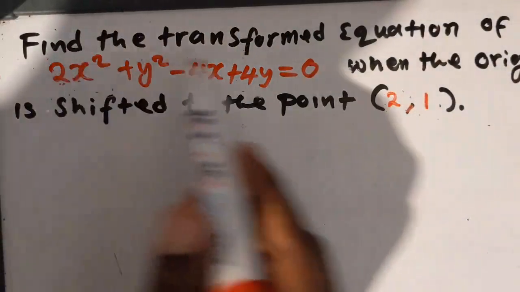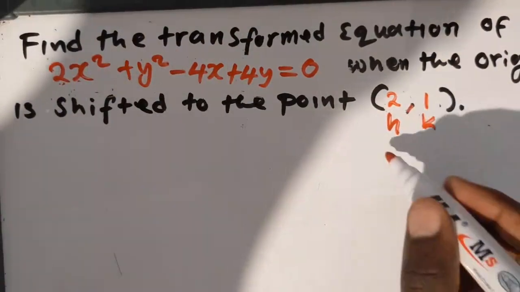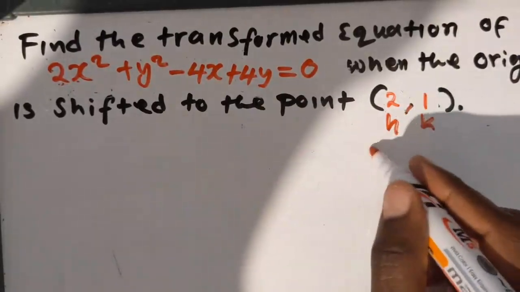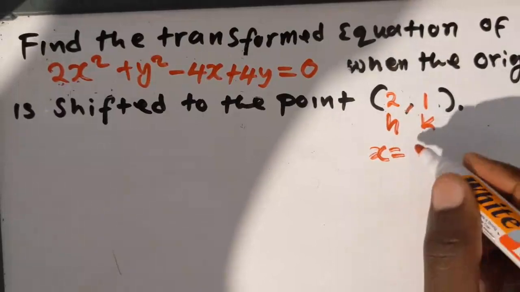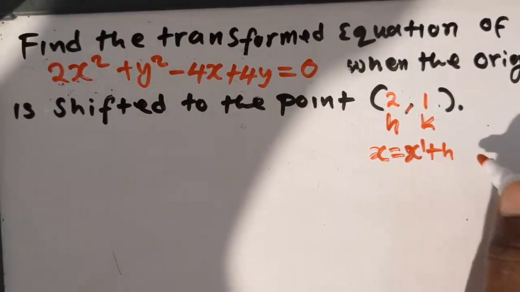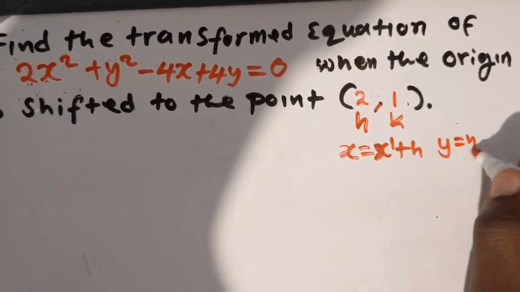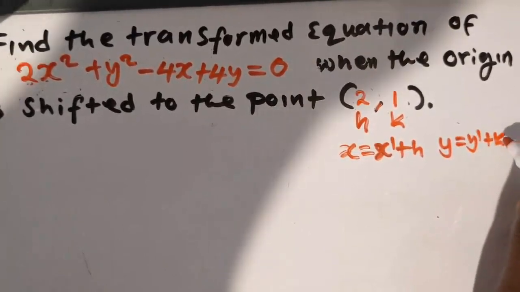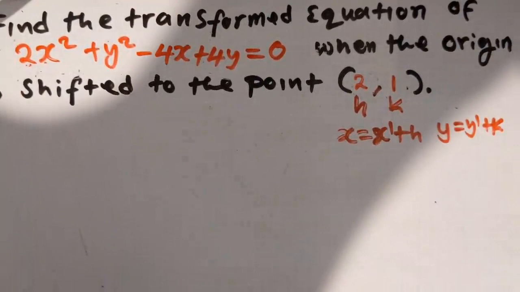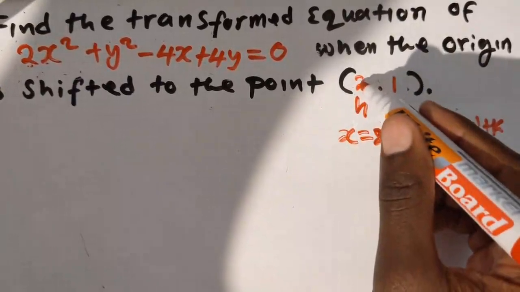Okay, so from here, you know that this is just h, right? This is k, and you know the formulas when finding x is equal to x prime plus h. Then if you want to find y, y is equal to y prime plus k. So make sure that you know these formulas, because they will help you. Okay, you won't be given this kind of formulas, so you know that here this is h, and where there is h, just put the value of h.